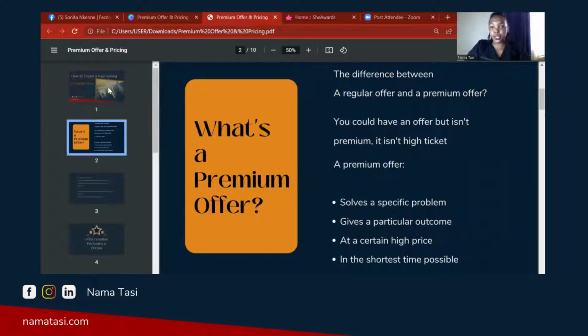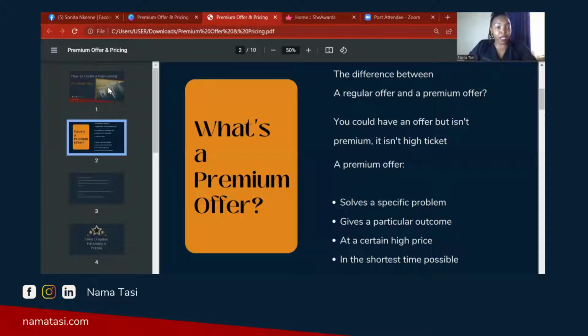So, the difference between a regular and a premium offer. First of all, not every offer that you have is a premium offer. You could have a regular offer where you're training and taking people through the paces, but it doesn't have to be a premium offer. And a premium offer isn't just about the pricing. It's not just about putting a high ticket price on it and calling it a premium offer.